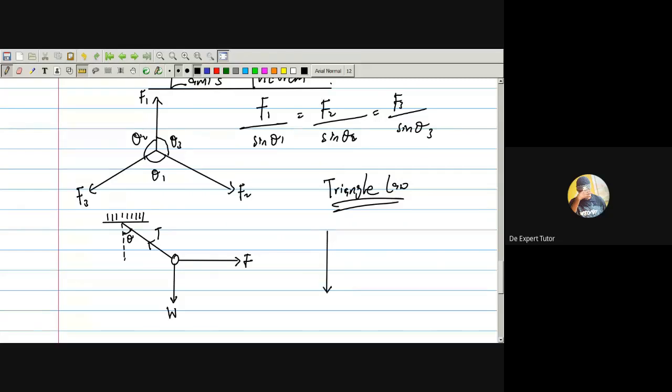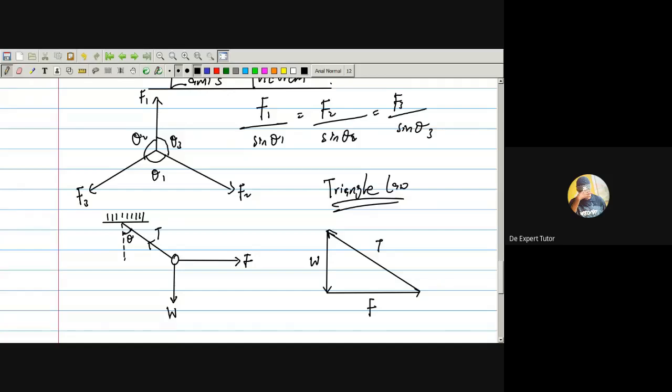So this is my weight. Then look at my force, the way it's going, in this direction. So I will write my force this way. And look at the way my tension is going. So I will draw my tension like this. Check it out. This is the weight coming downward. Also, look at the force going in this direction, and look at my tension going in this direction.